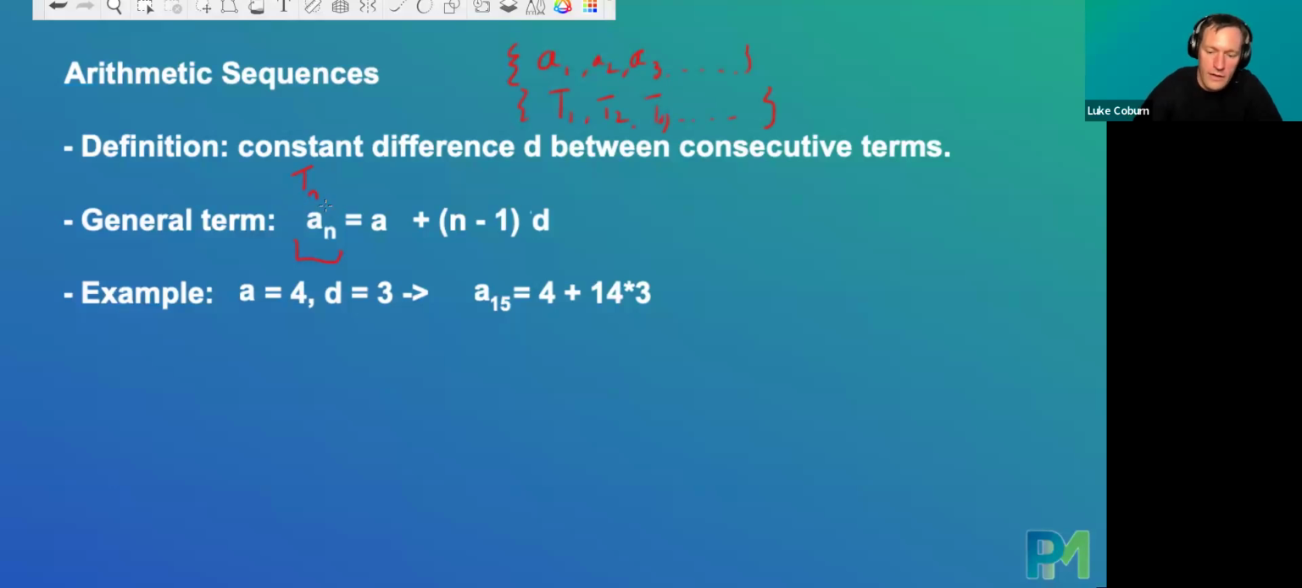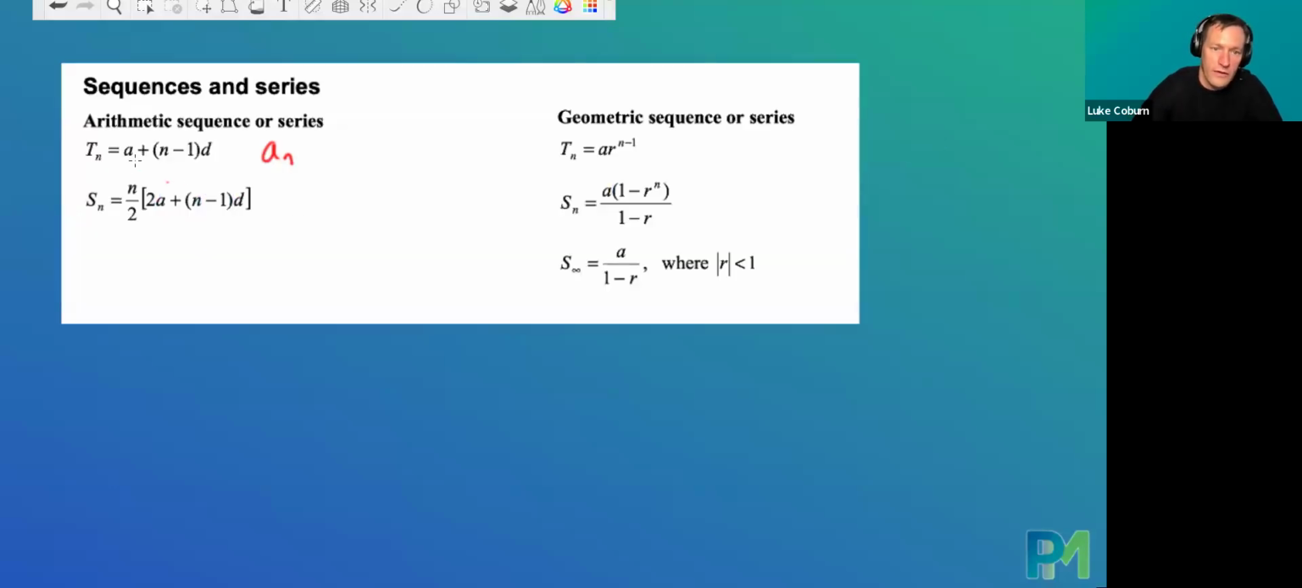So here in the notes, you can see that they're using Tn instead of An. But what they have here, this is a formula, and this formula has an a in it, which is the first number. It has a d in it, which is the common difference. And then it has this n.